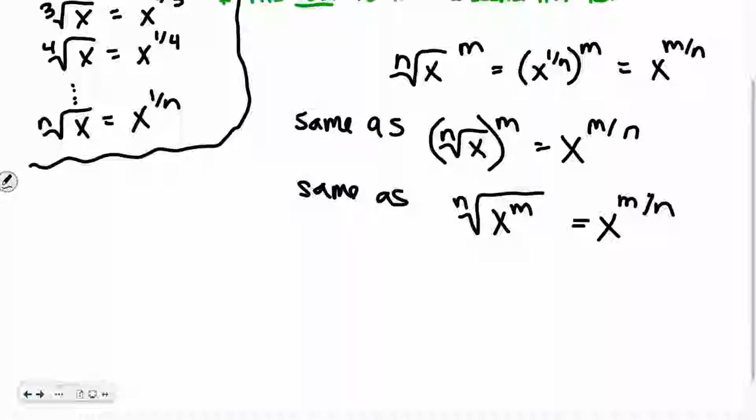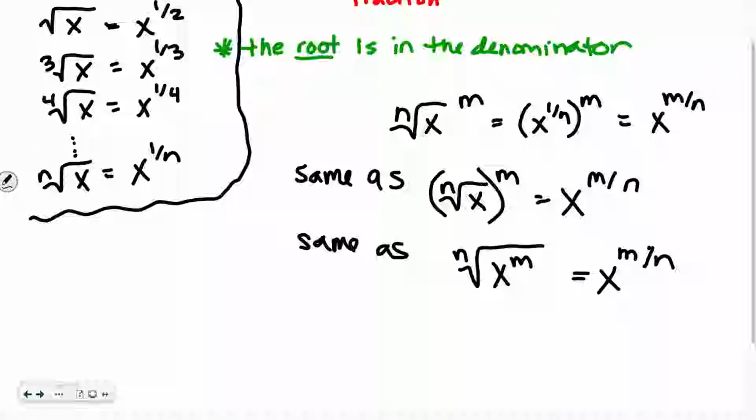Okay, now remember, we had said earlier that over here, when we were doing the simple ones where it was just a root, that the root was in the denominator. That holds true over here, right? So if you're raising it to some exponent, m is going to be a regular exponent in the numerator, n is going to be in the denominator. So the thing is still true. n is in the denominator. Root is in the denominator.